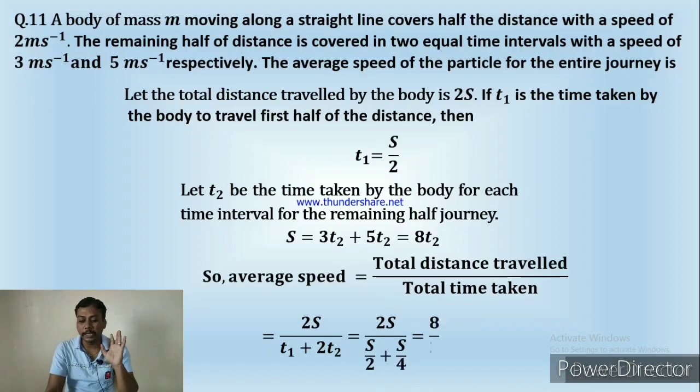So this is t2. 8t2 equals s, so t2 is s by 8. So 2t2 is 2 into s by 8, so s by 4. And t1 is s by 2 here. So the answer is 8 by 3 meter per second. So the correct answer is option B, 8 upon 3 meter per second.